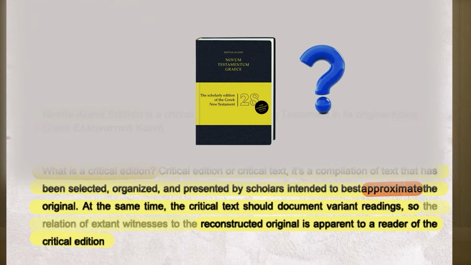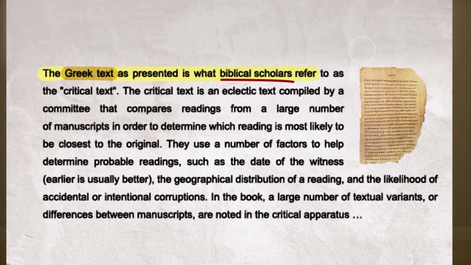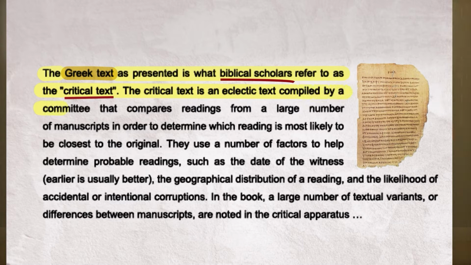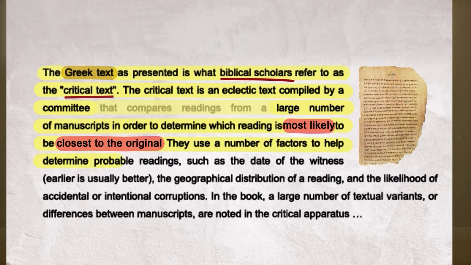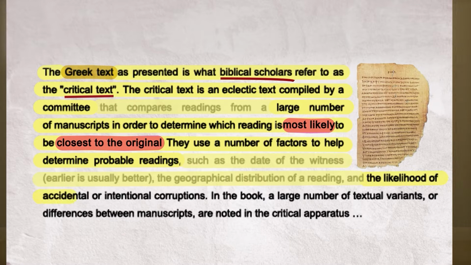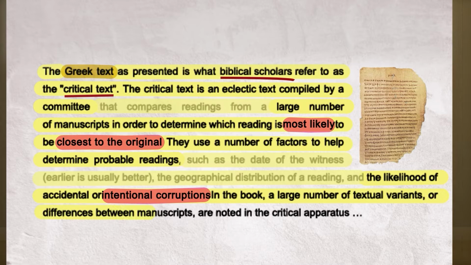The Greek text, as presented, is what biblical scholars refer to as the critical text. The critical text is an eclectic text compiled by a committee, from a large number of manuscripts, in order to determine which reading is most likely to be closest to the original. They use a number of factors to help determine probable readings, to figure out basically the likelihood of accidental or intentional corruptions. In the book, a large number of textual variants or differences between manuscripts are noted in the critical apparatus.